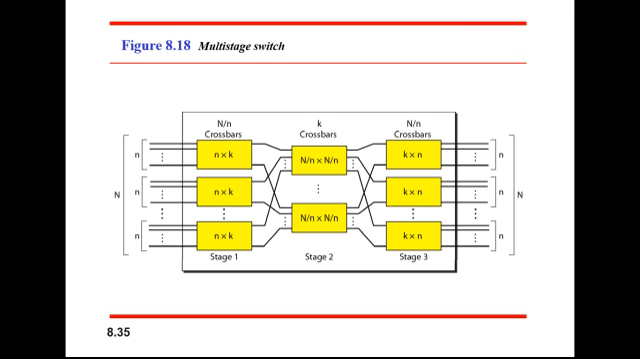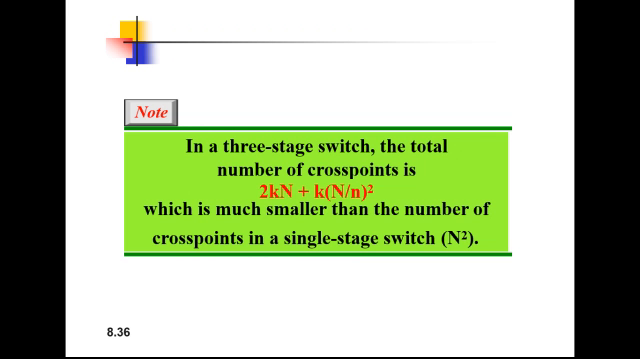The figure shows a multi-stage switch. This is to reduce the number of cross points. If we have N inputs and N outputs, we need N square cross points. But if we rearrange each of the switches into 3 stages as shown in the figure, the number of cross points can be reduced to 2kN plus k into (N/n) square. So the idea of having multi-stage switches is to reduce the number of cross points.